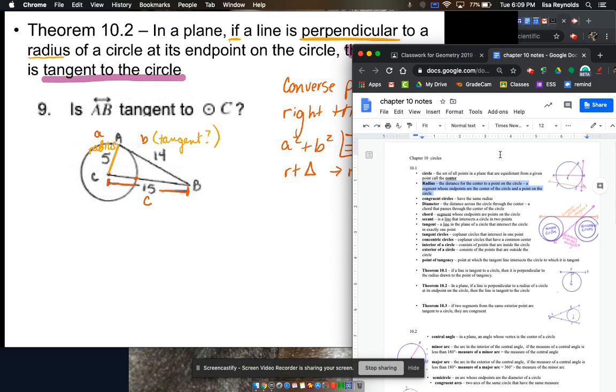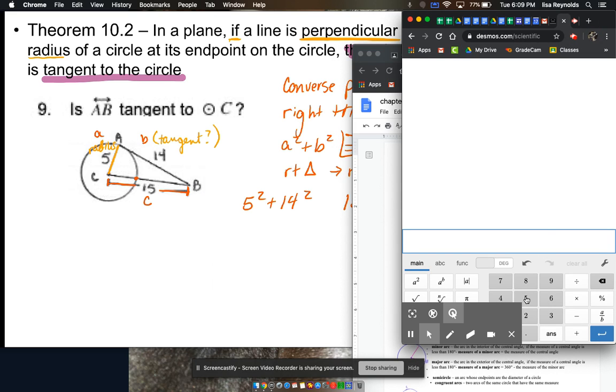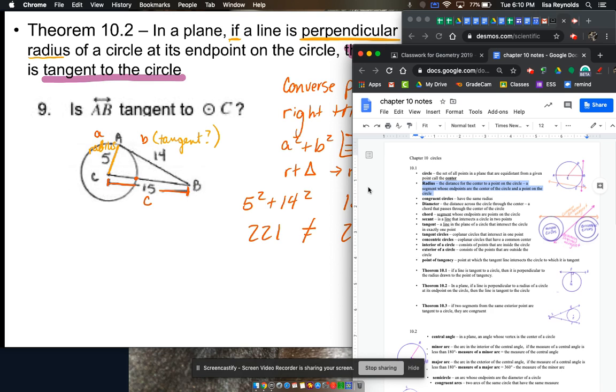So we're going to test 5 squared plus 14 squared and compare it to 15 squared. So 5 squared plus 14 squared is 221. 15 squared is 225. So since these are not equal, we do not have a right triangle, which means we do not have a right angle, which means that it is not perpendicular. So this is not tangent.